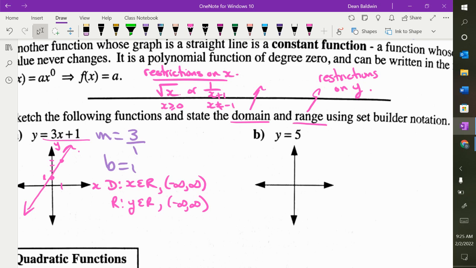y is equal to 5. What does that graph look like? Yes. So you could write it like this: 0x plus 5, because 0 times anything is 0. So that would just give me y equal to 5. In this case, you can see the slope would be 0, the y-intercept would be 5. If the slope is 0, it's a flat line. So it just looks like that.